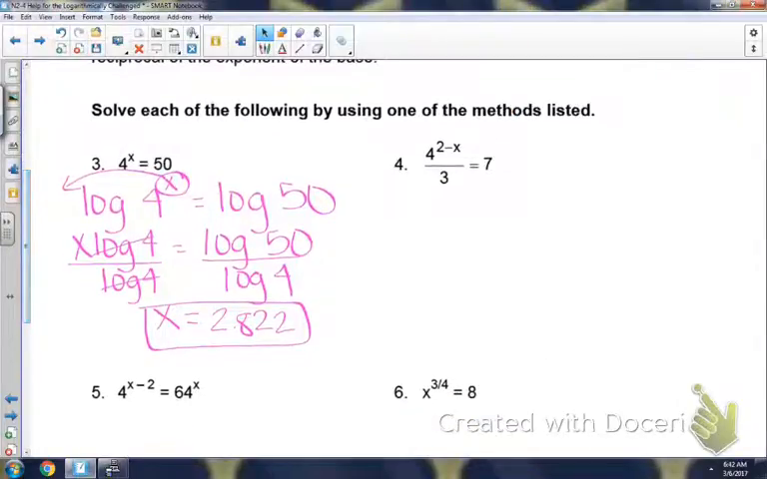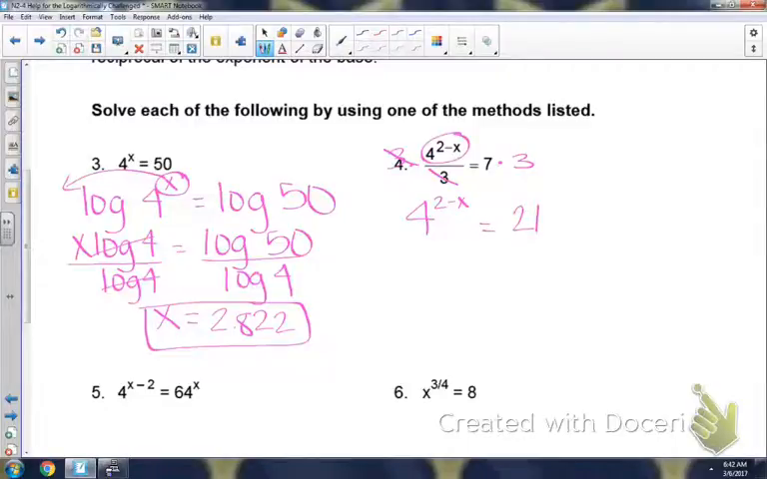Okay, let's look at 4. So remember, your first step is to isolate the base with the exponent. So this is my base, 4 to the 2 minus x power. That is not by itself. We have a divided by 3 there. So the first step is to multiply both sides by 3 and get rid of that denominator there. So I have 4 to the 2 minus x power equals 21.